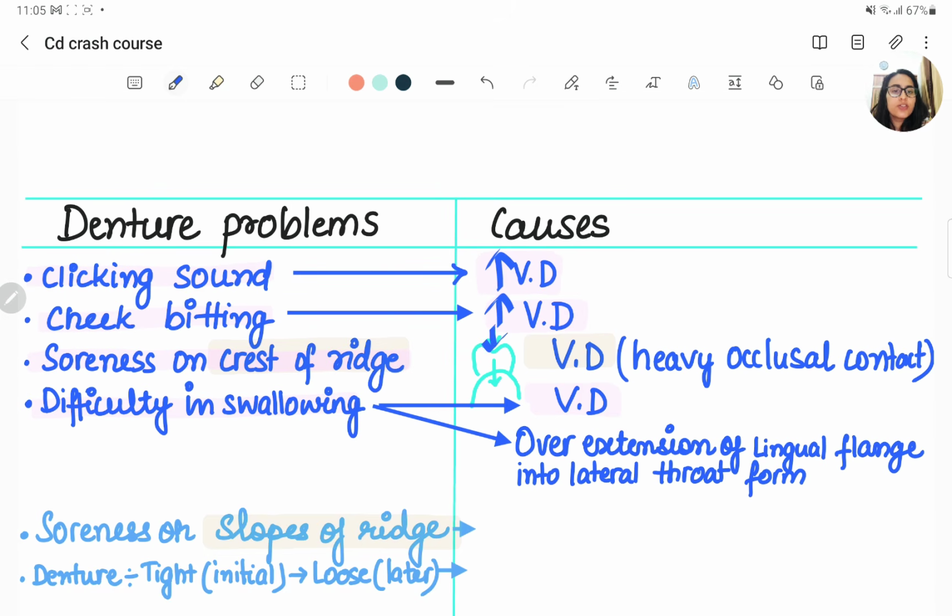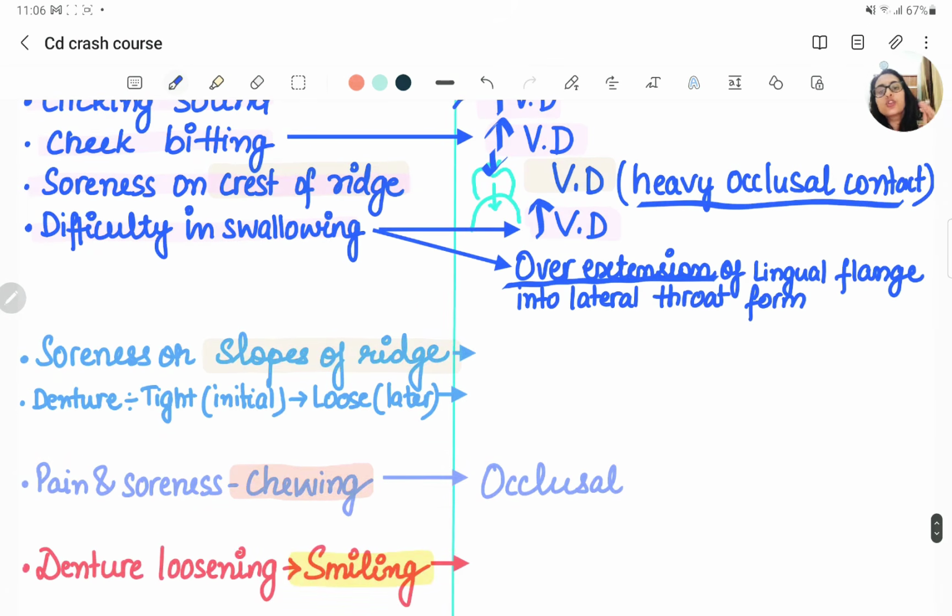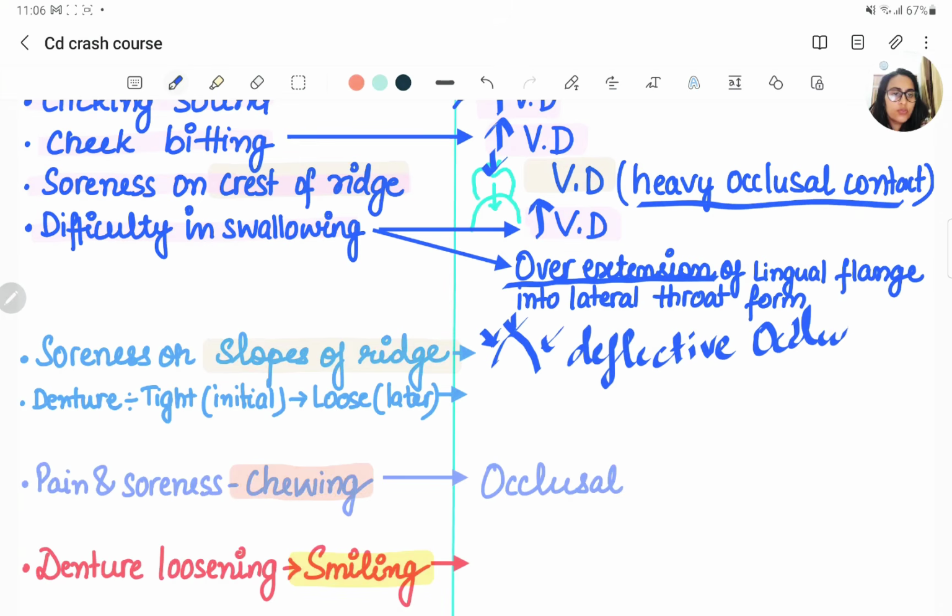Soreness on the crest of the ridge is because of the heavy occlusal contact which is coming on the crest of the ridge. Difficulty in swallowing we see with the increase in the vertical dimension. Because the vertical dimension is increased, the patient will have difficulty in swallowing and speech. Also, difficulty in swallowing is seen with overextension of the lingual flange area into the lateral throat form. Now soreness on the slopes of the ridge. Soreness on the crest of the ridge is because of heavy occlusal contact. Soreness on the slopes of the ridge is because of deflective occlusal contact.